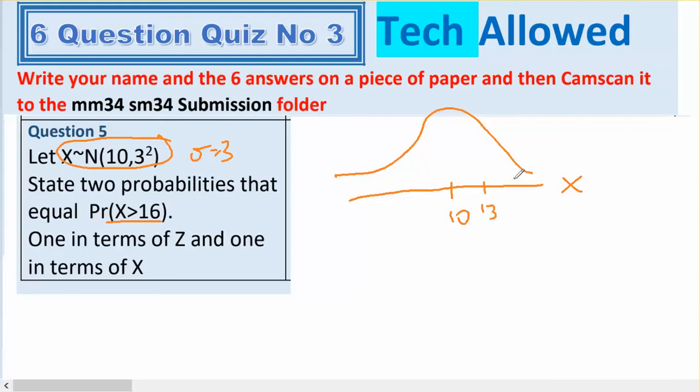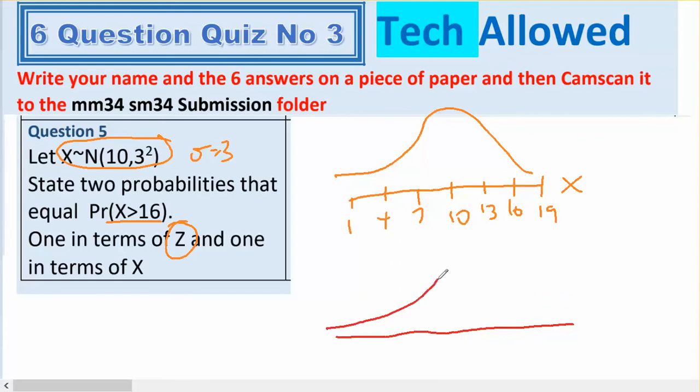So 13, 16, 19, 7, 4, 1. And I'm going to compare that to Z. So I'm going to draw my Z distribution below it and have the mean in the same spot and the same distribution. So that's going to be 0, 1, 2, 3, negative 1, negative 2, negative 3.